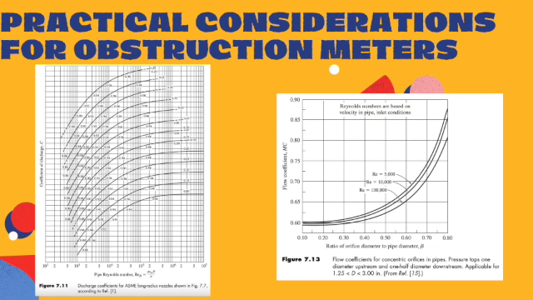The second graph is the flow coefficient for concentric orifice in pipes. In this graph, we can see the ratio of the orifice diameter to pipe diameter and the flow coefficient.